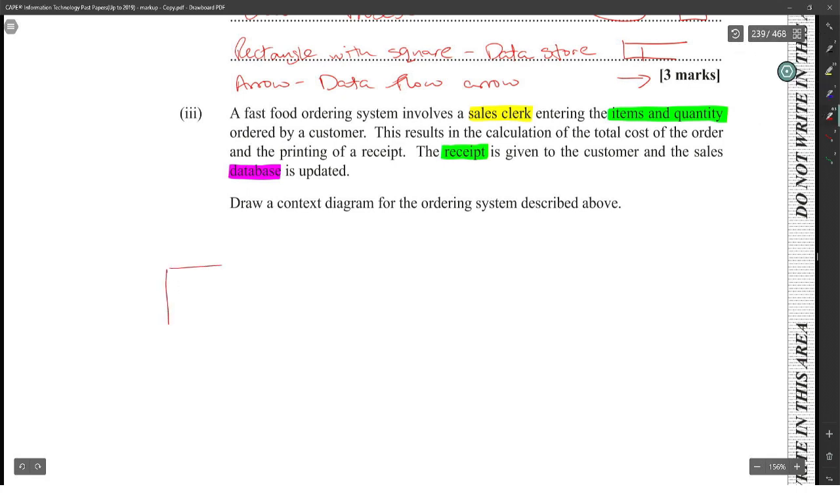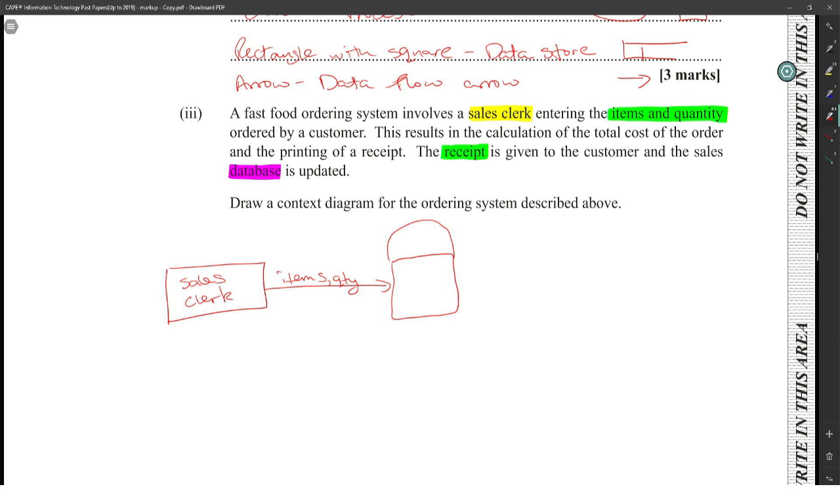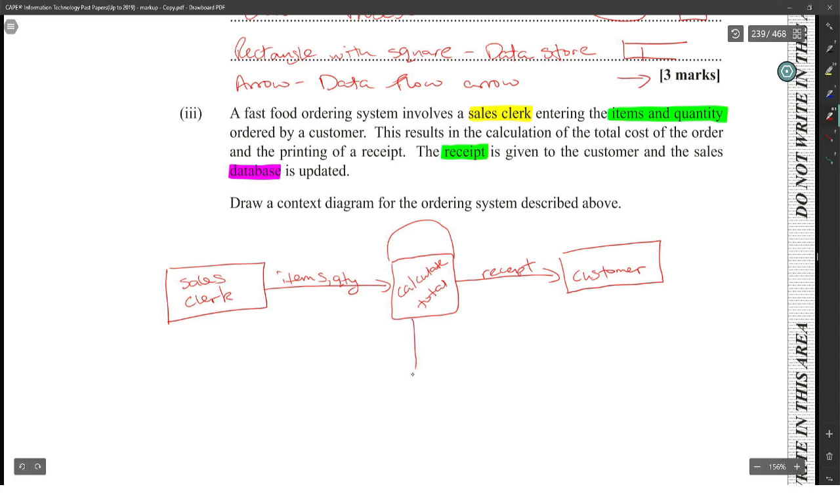So we have a sales clerk who sends items and quantity that goes into a process. The process is called calculate total, and it calculates the total and sends a receipt to the customer. So the customer is an external entity, and this is the receipt. You have to make sure you label everything on your data flow diagram. And the sales database is updated, so it will send the order info, and we'll put that in the database called sales. Alright, that should be a context diagram.